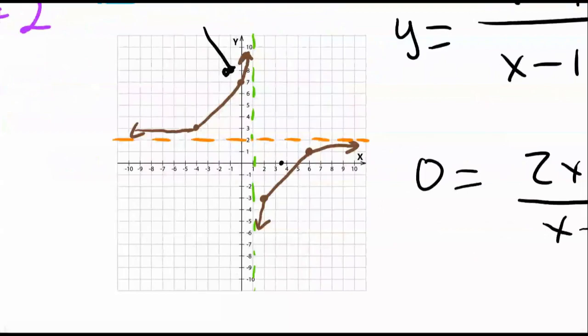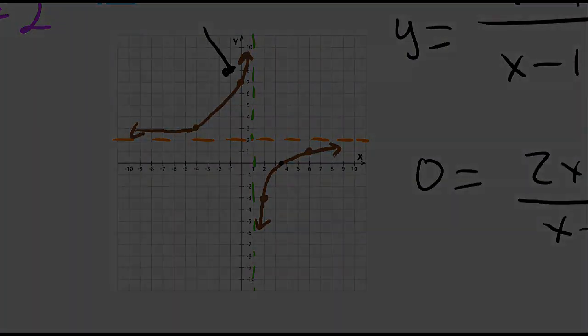So really my graph should have kind of curved like so and given me a shape kind of like that. So for my graph here, I have my intercepts, I have my asymptotes, and I have some other reference points as well.